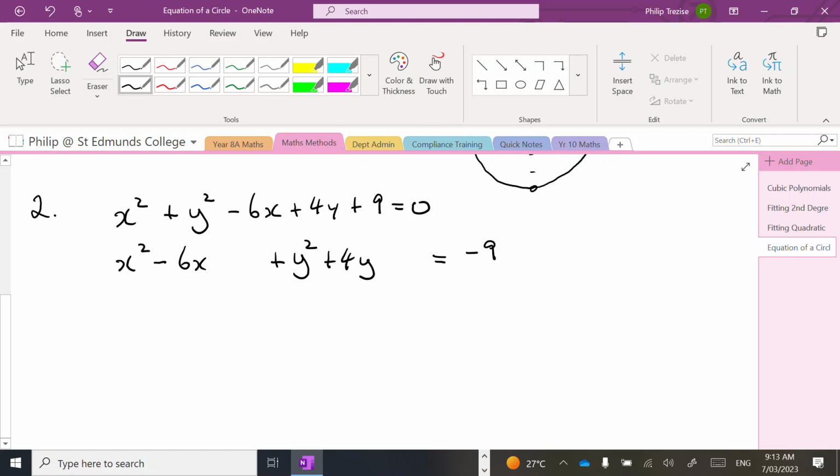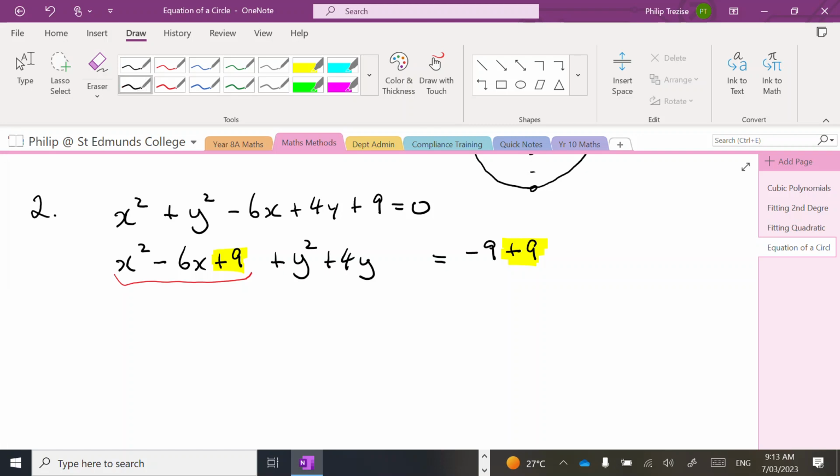I'm going to complete the square. So remember, when we complete the square, we halve this number, so that would be negative 3. We square it, that would be 9, and we add that on, don't we? Now I'll have to add 9 to the other side of the equation as well to keep things balanced. So this number was introduced by me as a way of completing the square for this part of the equation.